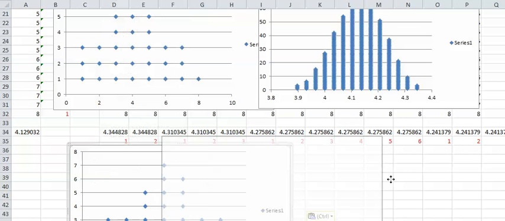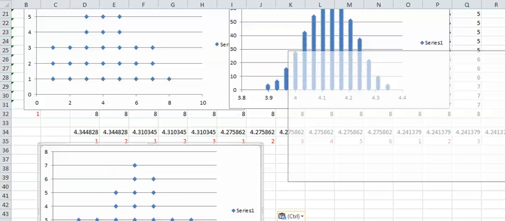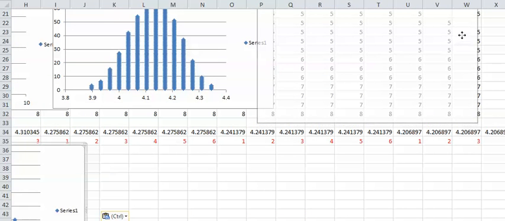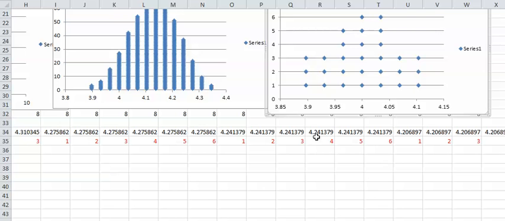So here we go. This right here was the means of all possible samples of 30 people. These right here, oh, I'm sorry, these are the means of all possible samples of 29 people. These are the means of all possible samples of 30 people.